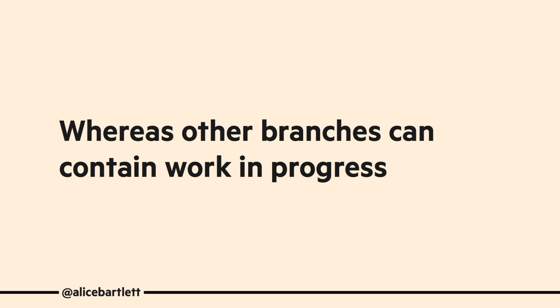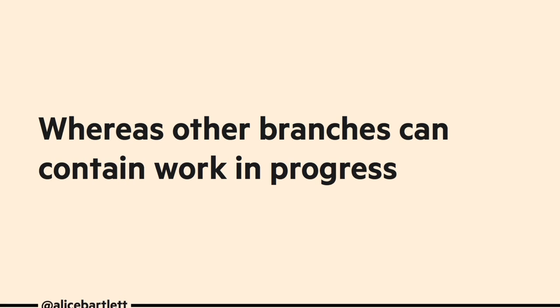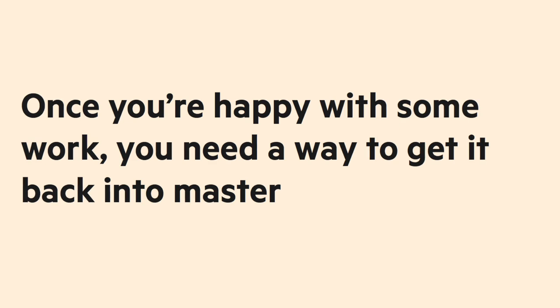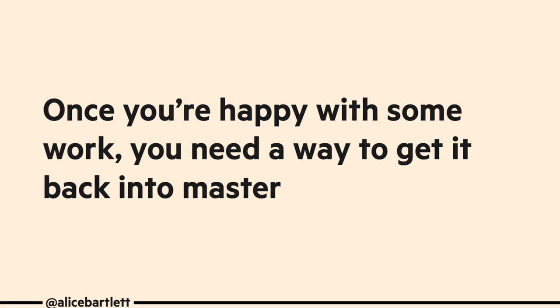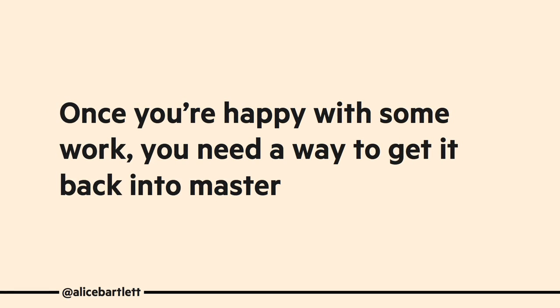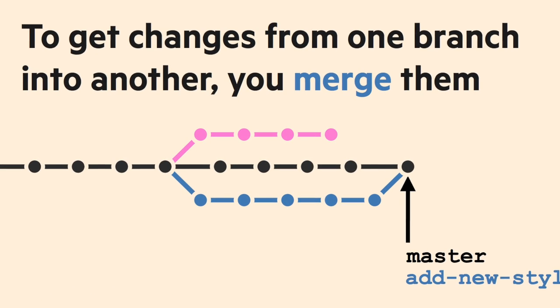Whereas your other branches can contain work in progress, weird hacks, things you're not ready for your colleagues to see yet or learn about. But at some point, your work that you've done in a branch, you're going to want to get it back into the master branch if you're happy with it and you want it to be deployed. So this is the point where you do what's called a merge. So here is a merge commit.